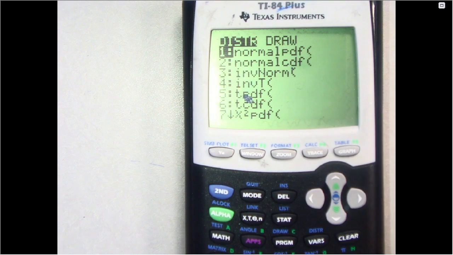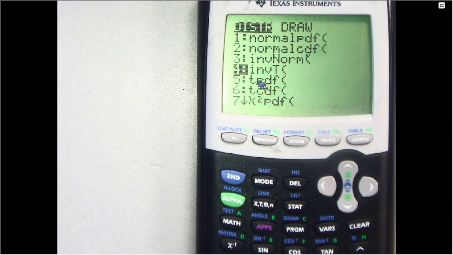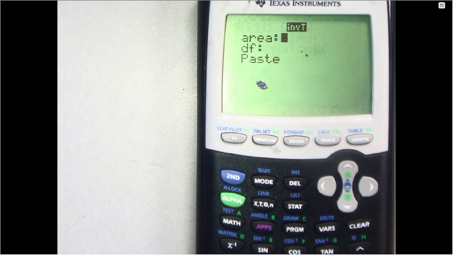So second distributions and then inverse t. So number 4 is inverse t. Does everybody have it? There's a couple calculators I've seen that randomly just don't have inverse t. The TI-83 is the one else. Okay. So hit that, and then you do the same idea.